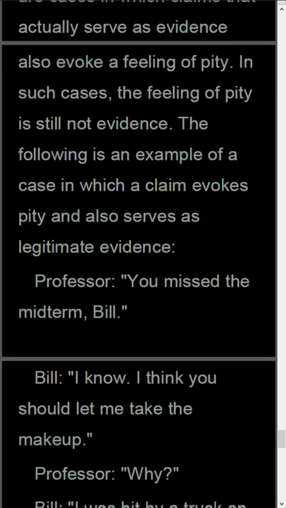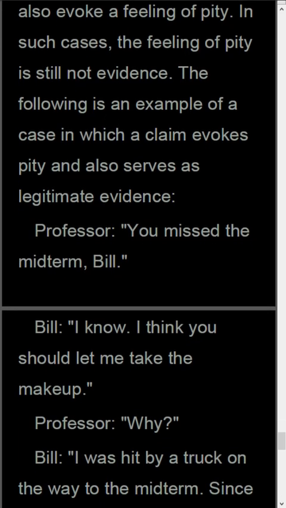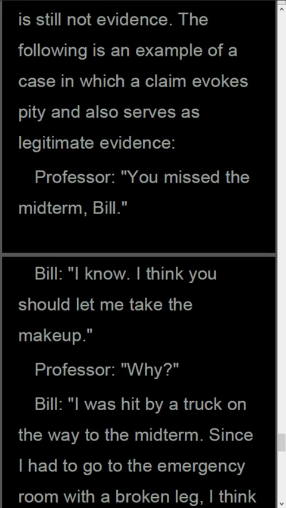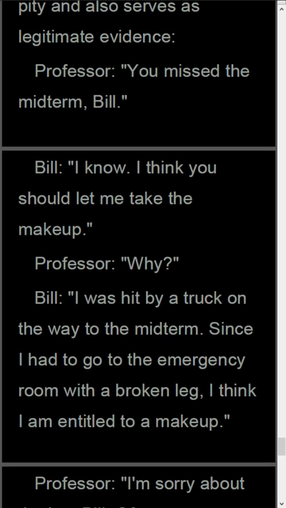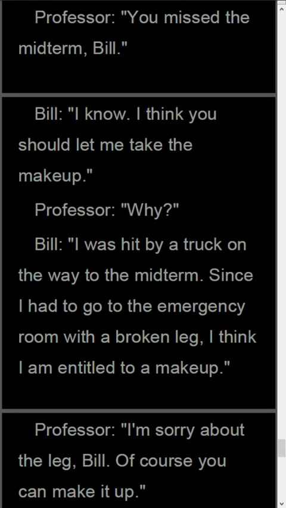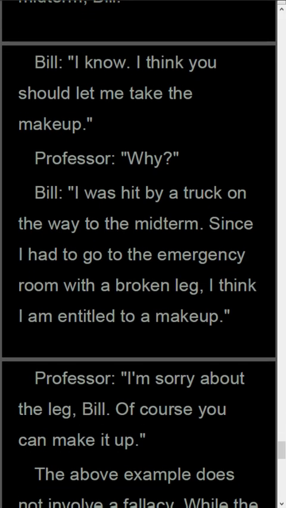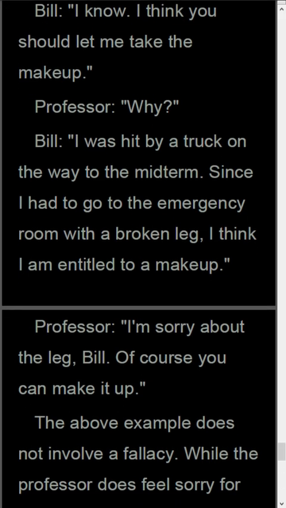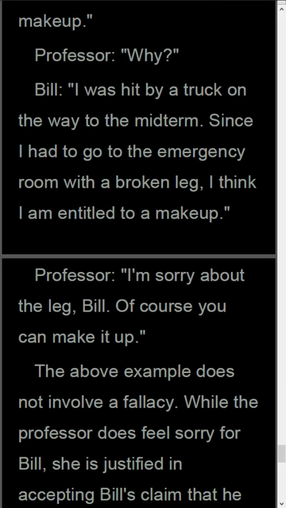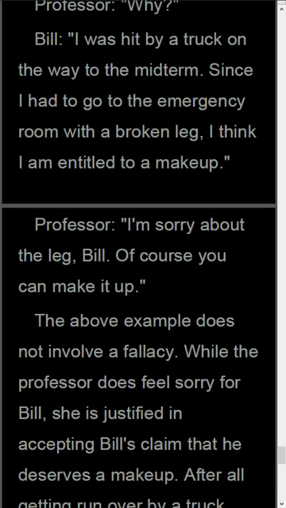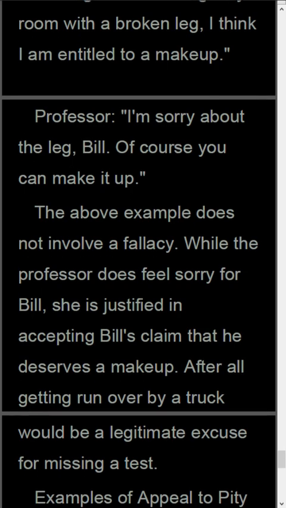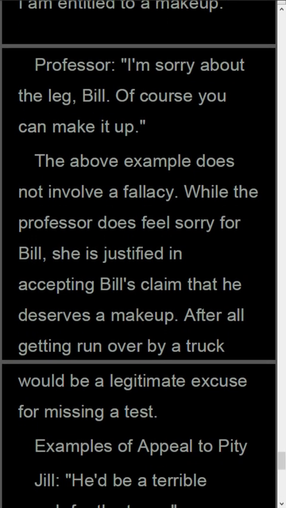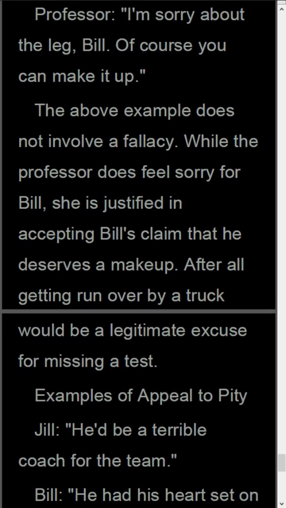Professor. You missed the midterm, Bill. Bill. I know. I think you should let me take the makeup. Professor. Why? Bill. I was hit by a truck on the way to the midterm. Since I had to go to the emergency room with a broken leg, I think I am entitled to a makeup. Professor. I'm sorry about the leg, Bill. Of course you can make it up.